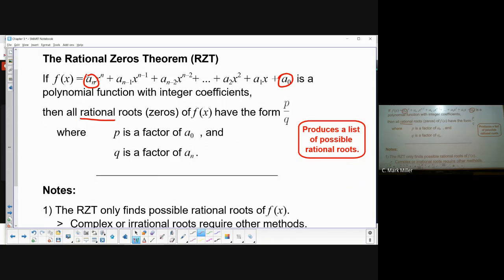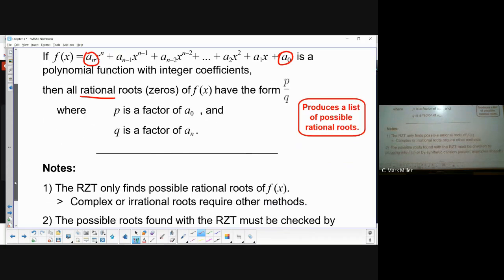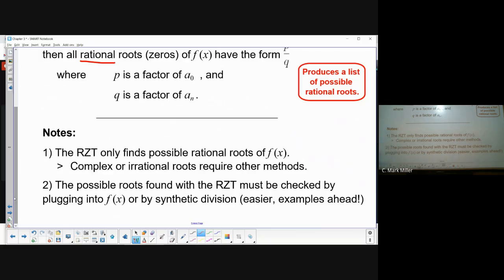A couple of caveats, and we're going to apply this here in a minute. Some notes. The rational zero theorem only finds rational roots. It does not find complex roots or irrational roots. So if the square root of 3 is a root, it won't find it. The square root of 3 is not rational. If 1 plus 2i is a root, and it could be, this won't find it because 1 plus 2i is complex. So it only finds candidates for some of the roots, right?